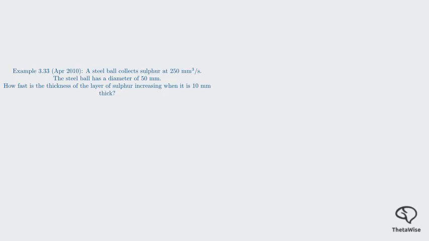This is a related rates problem. Let's follow our 5 steps. First, step 1, a sketch. The diagram shows the original steel ball, which is a sphere, with a radius of 25 millimeters, since the diameter is 50.